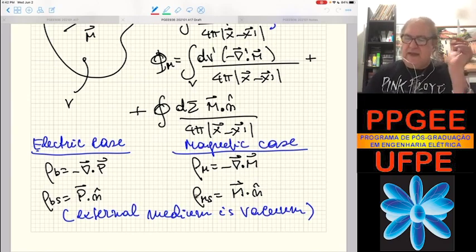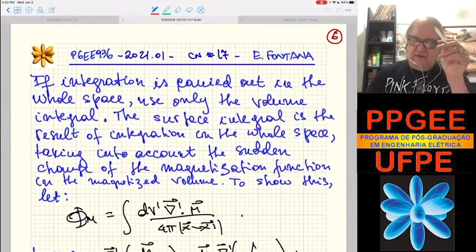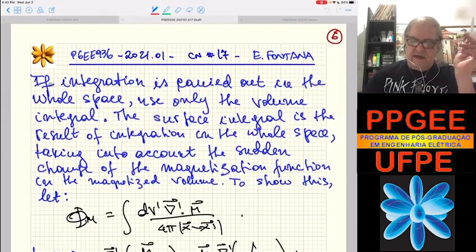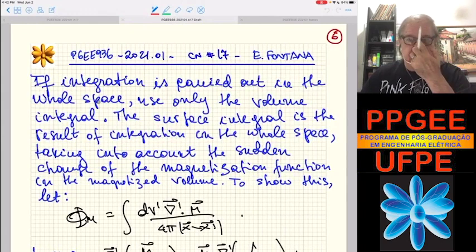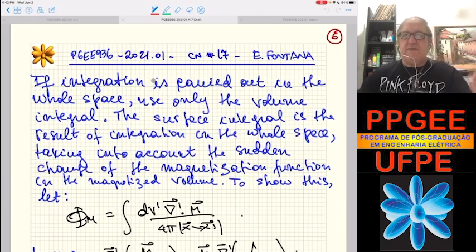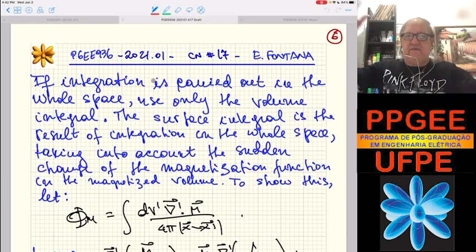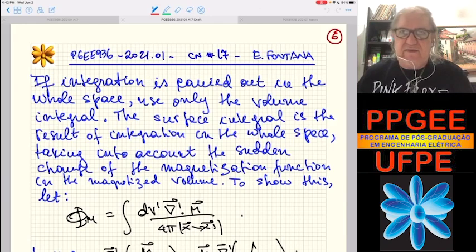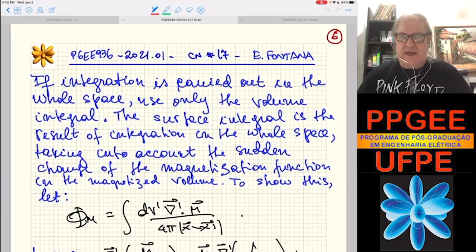Now, it's always important to recall this. I want to read this sentence here. If integration is carried out in the whole space, you use only the volume integral. You don't have any surface integral because for the whole space, the surface integral is at infinity, and at infinity the fields have already vanished.